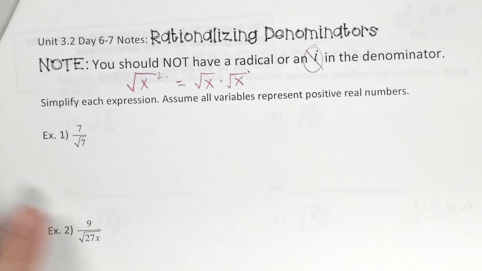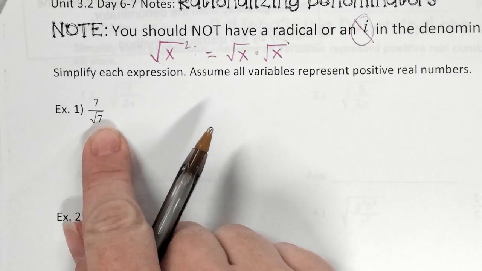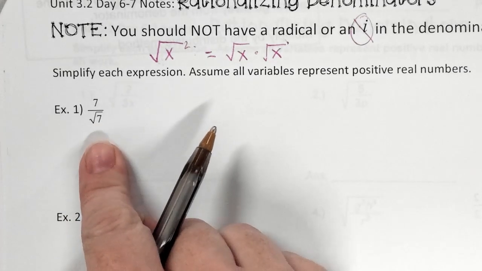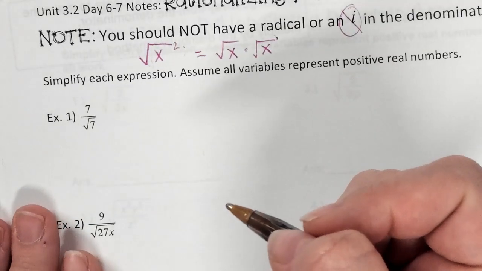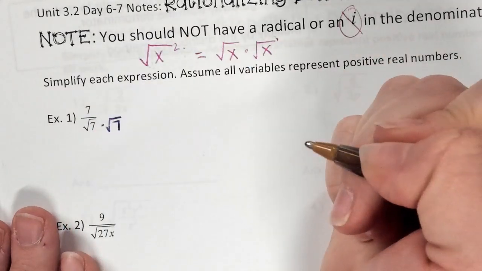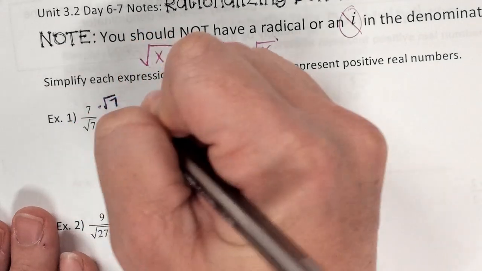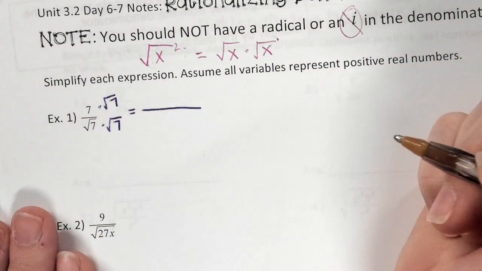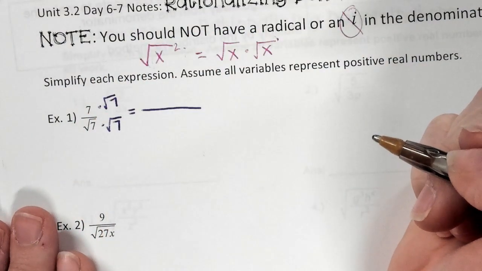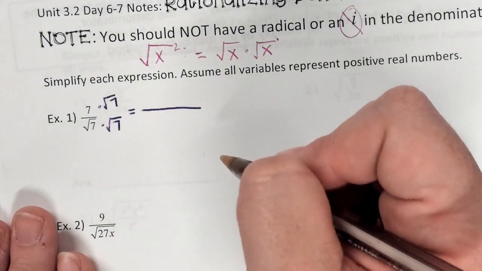So if you look at number 1, we have 7 over the square root of 7. I cannot have a square root in the denominator. So I need to make that squared. Well, the only way to do that is to multiply it by itself. Well, what I do to the bottom, I have to do to the top to keep it equal, yes? So I'm just going to look at the bottom for now. We're going to simplify one side at a time.